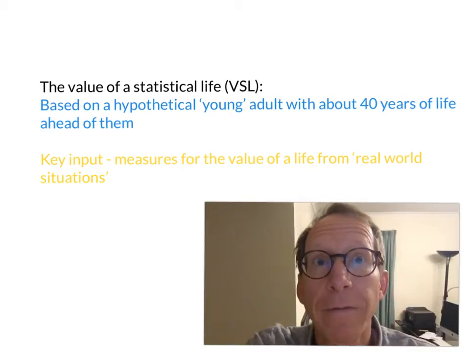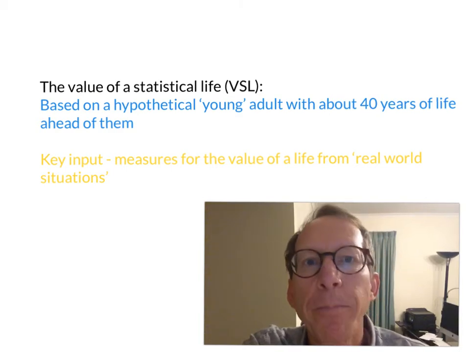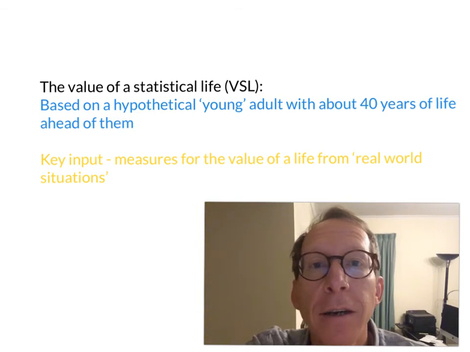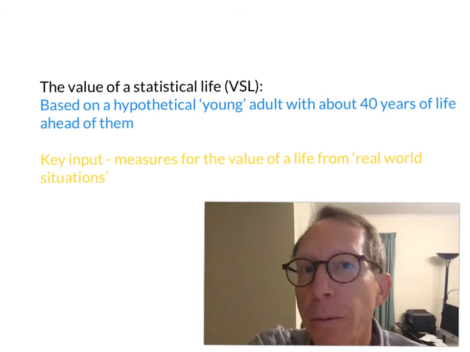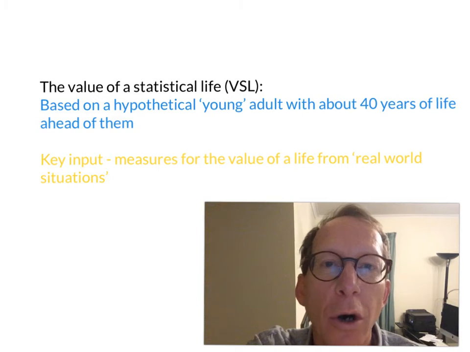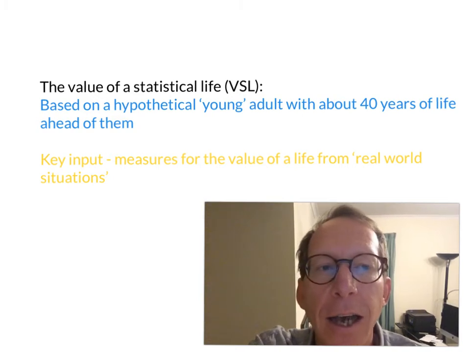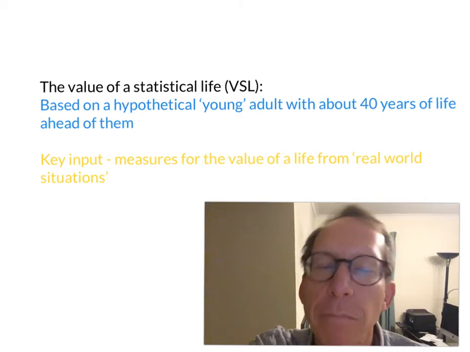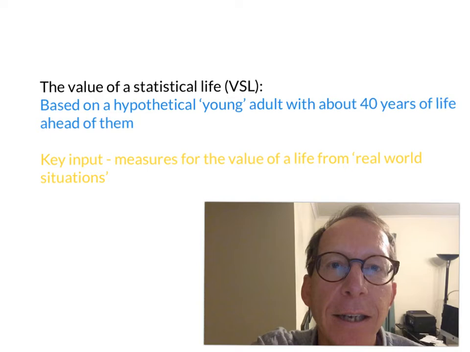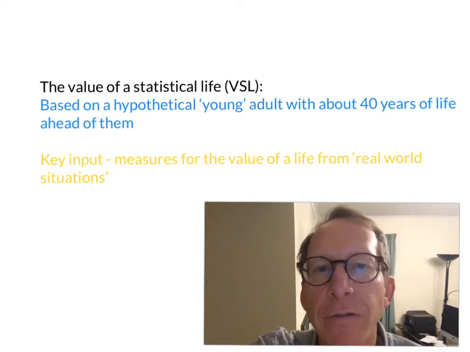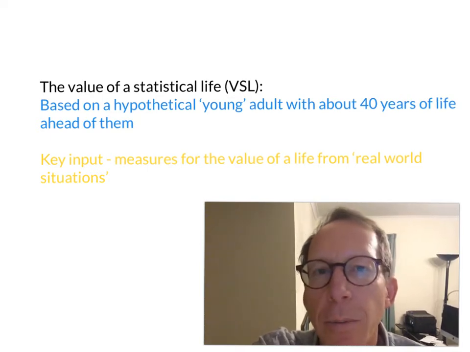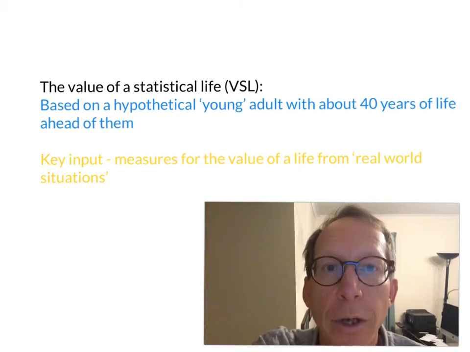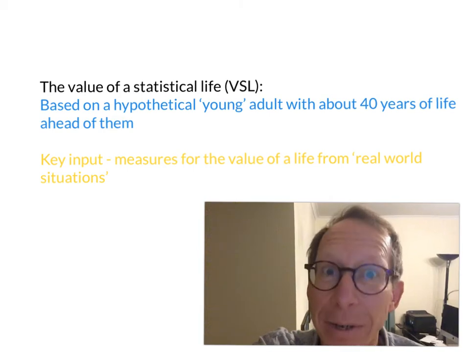Okay, so now you know what value of statistical life is. How big is it? Well, that depends. For example, in Australia, the Office of Best Practice Regulation in the Commonwealth Government puts the value of a statistical life here at around 4.2 million Australian dollars. In contrast, in the United States, a number of agencies involved in the environment and transport and so on put the value of a statistical life at around 9.6 million US dollars. That's a big difference.